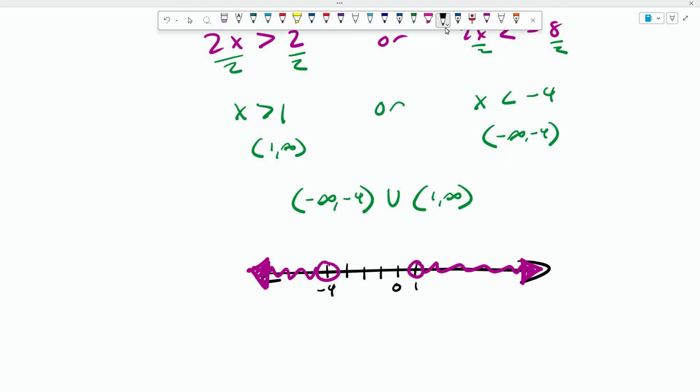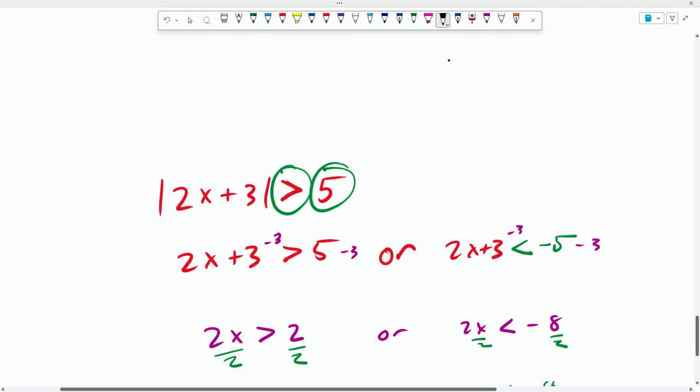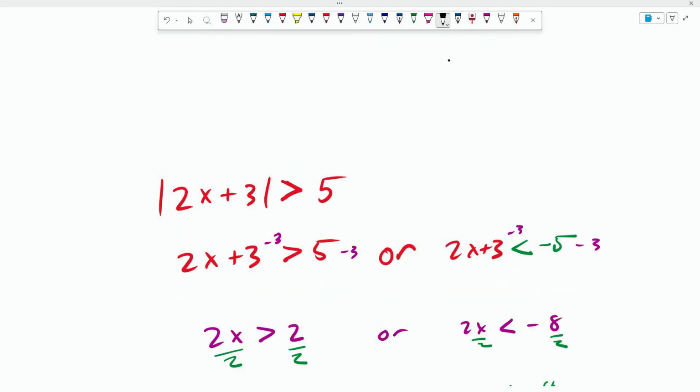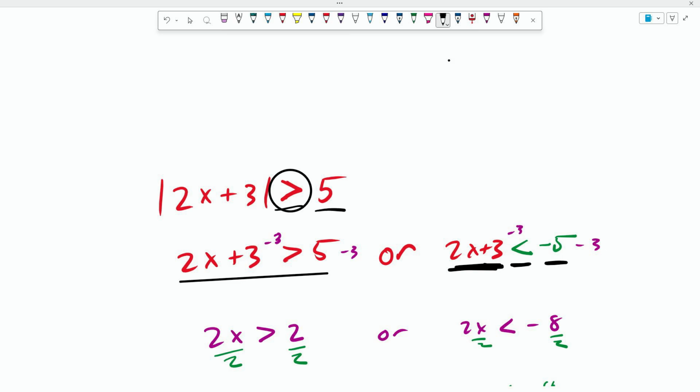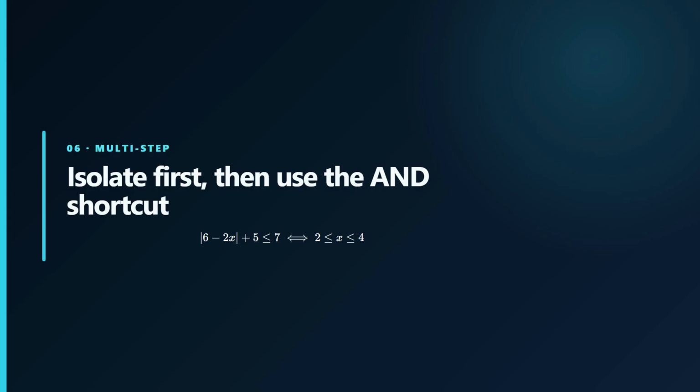Okay, so again, the two shortcuts. If the inequality points away, we gotta write two separate ones. Write it without the absolute value, write the thing inside the absolute value, and then we flip the two signs, the sign of the inequality sign and from positive to negative, and solve them separately. Let's try another one.